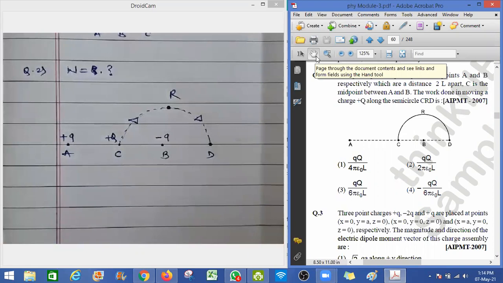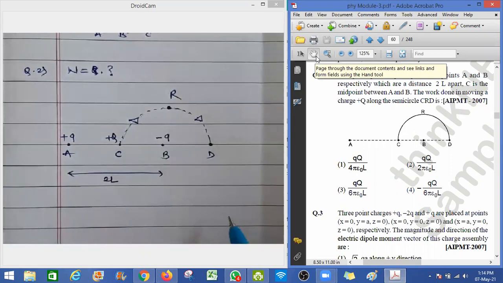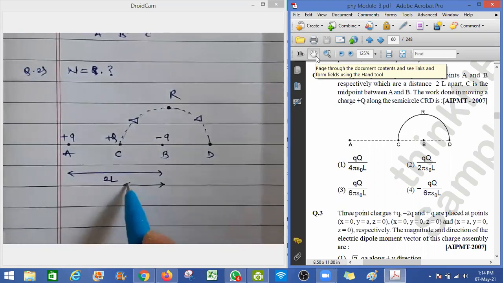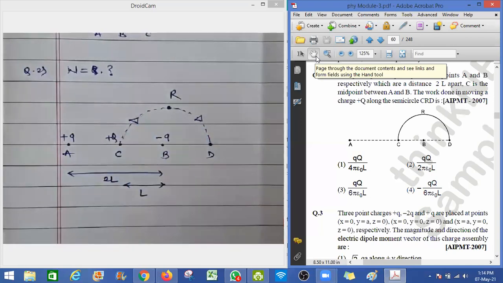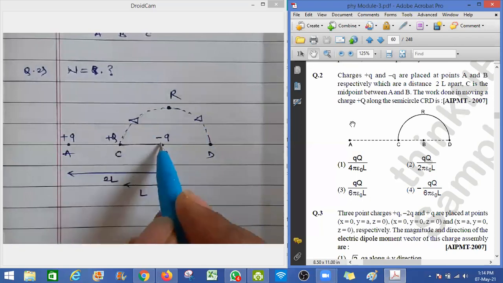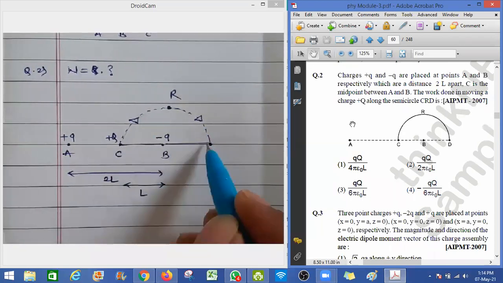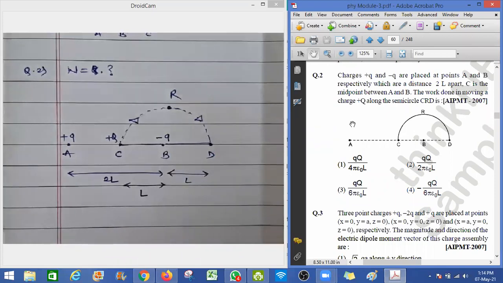Now what are the distances? This total distance is already given to us in the question as 2 times L. Then they said the point C is the midpoint, so this distance must be equal to L. Now, being a semicircle, if this distance is L, then this radius is also going to be equal to L. Now what is the W?